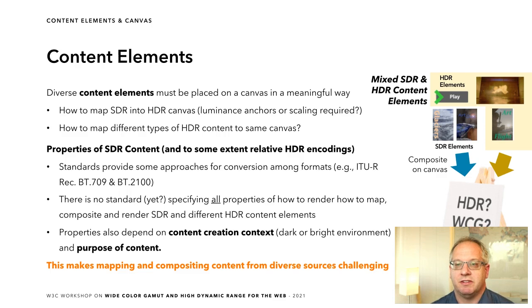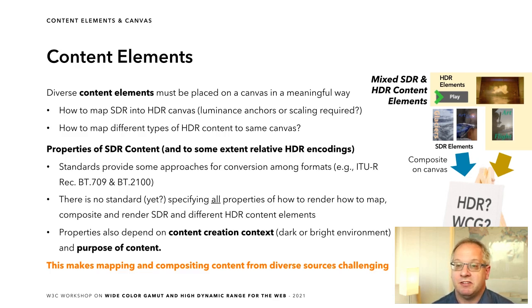Now, after we have discussed the canvas properties, let's look closer at the content elements that we aim to place on the canvas. As mentioned earlier, content elements with potentially varying properties such as EOTF, nonlinearity, and color volume must be accurately ingested and placed on a canvas. This includes considerations on how to map SDR or differing HDR elements onto a single HDR canvas, while considering additional properties such as luminance anchors or other scaling properties.